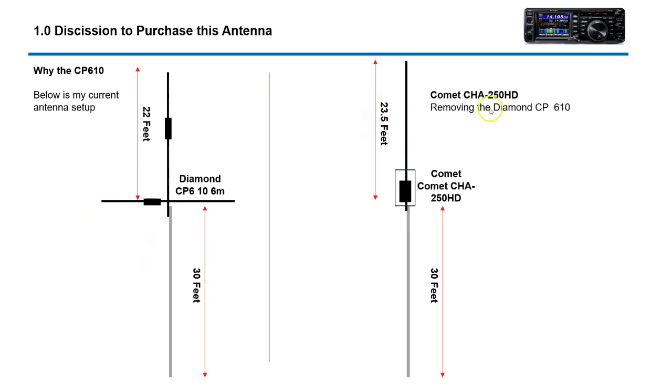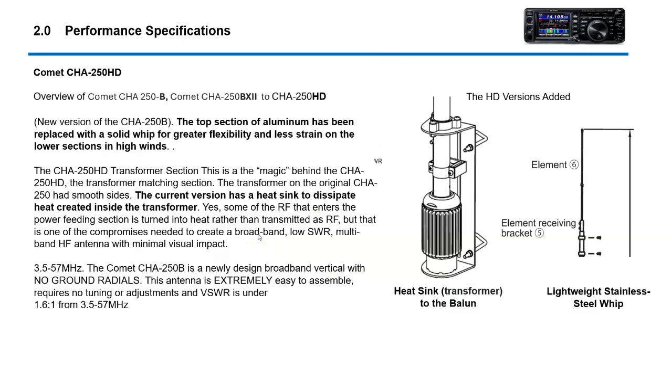So the upgrade here is to the Comet, basically using the same 30 foot pole. So we got a little 22 foot antenna here, 23.5 foot. This antenna weighs about 7 pounds. This one weighs also 7 pounds. So I think my loading and everything should be okay. So we're just going to run it for a while and see what happens.